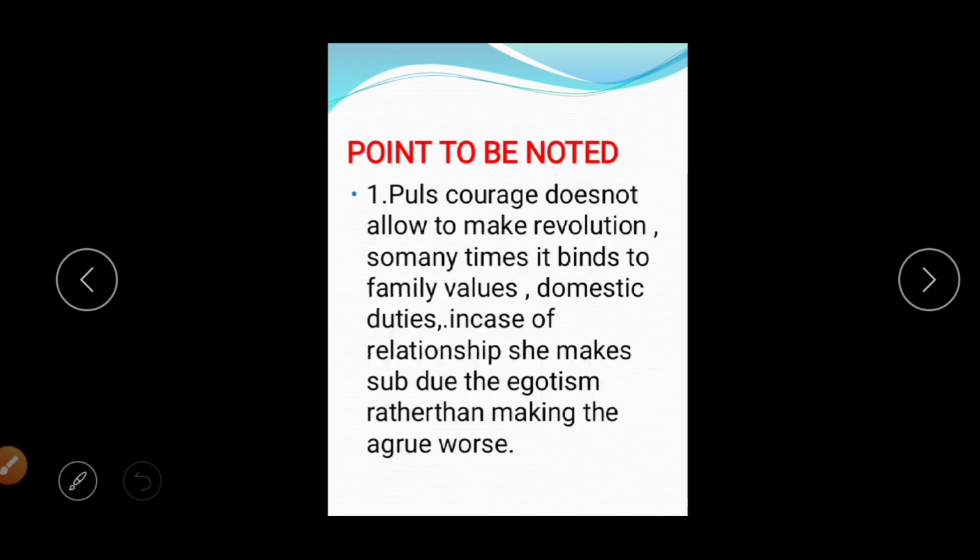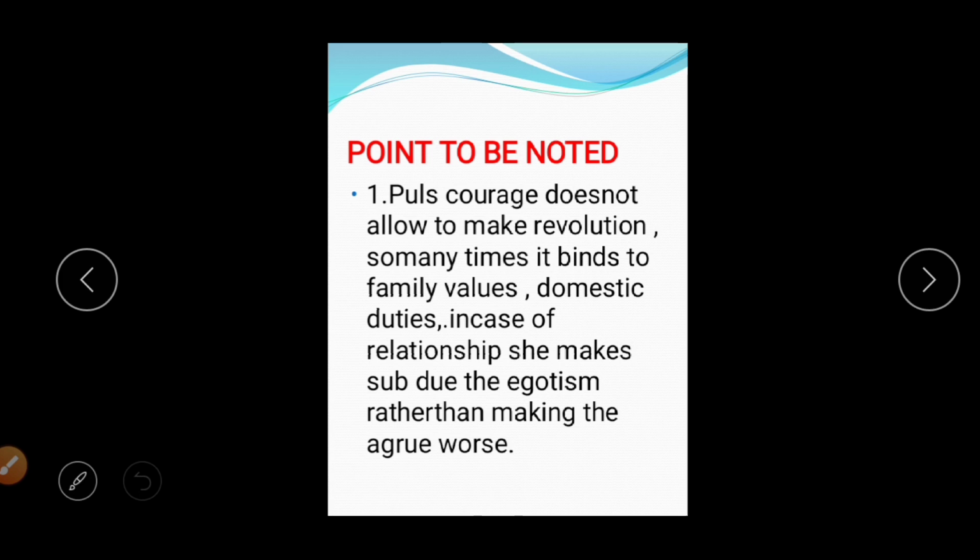So here some points I want to discuss with you about pulsatilla. After reading this case thoroughly, I came to some points to be noted here. The first point is, pulsatilla's courage does not allow her to make a revolution. Sometimes it binds her to family values, domestic duties. In a relationship, she subdues the egotism rather than making the argument worse.